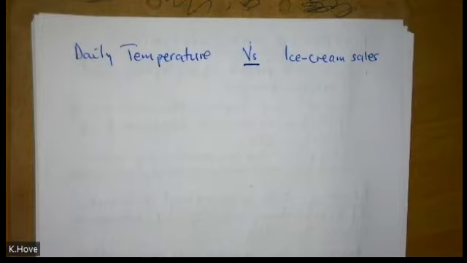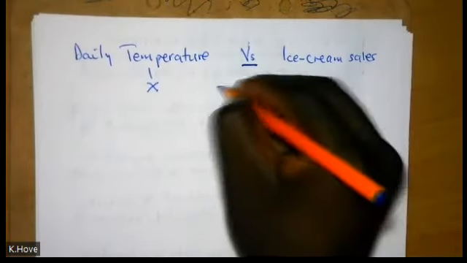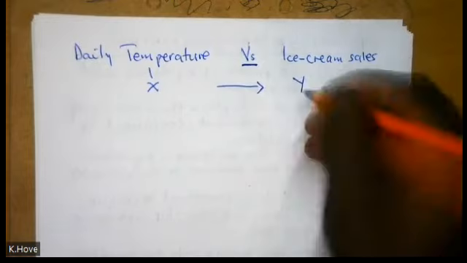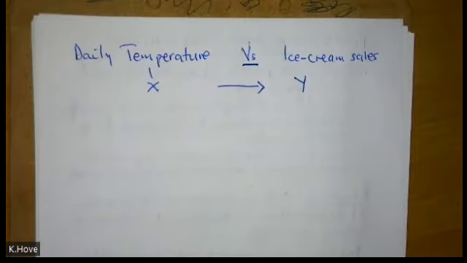Now, in this case, we ask ourselves, daily temperature. You can see that obviously that one is independent. So this becomes our X. And the dependent becomes Y. In other words, sales depend on what the temperature is on a given day. You can't talk of temperature depending on sales. How can sales alter temperature? But it is the temperature that alters the ice cream sales.